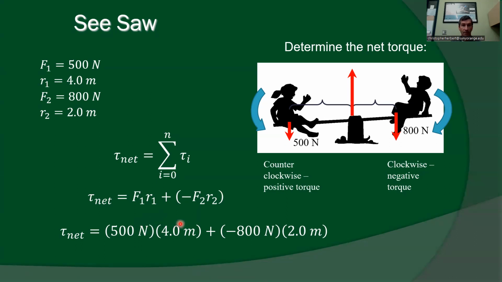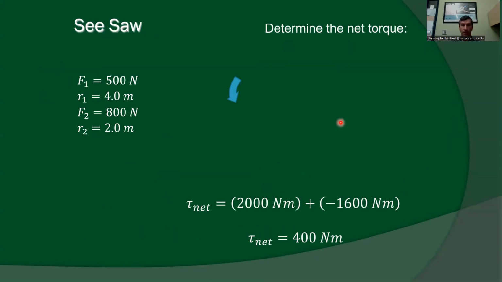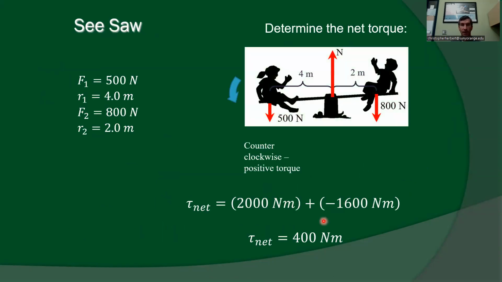So I have 500 times 4 meters. This child's lighter, okay, but they apply more torque than this child who's heavier, closer to the fulcrum. And of course, as I do my calculation right here, I find that the net torque is going to be 2,000 minus 1,600, which gives me 400 Newton meters of net torque. This whole seesaw is going to end up rotating in the counterclockwise direction.